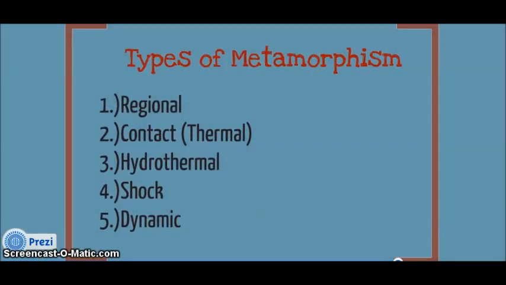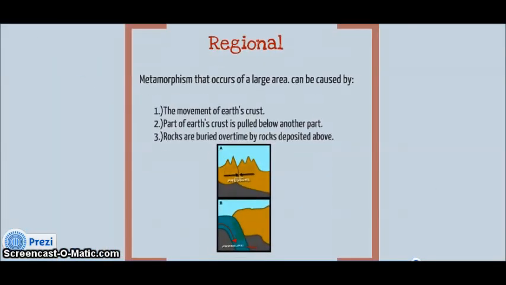The five main types of metamorphism are regional, contact, hydrothermal, shock, and dynamic. Regional metamorphism occurs on a large scale. It can be caused by the movement of the Earth's crust, part of the Earth's crust being pulled below another part, and rocks being buried over time by rocks deposited above.